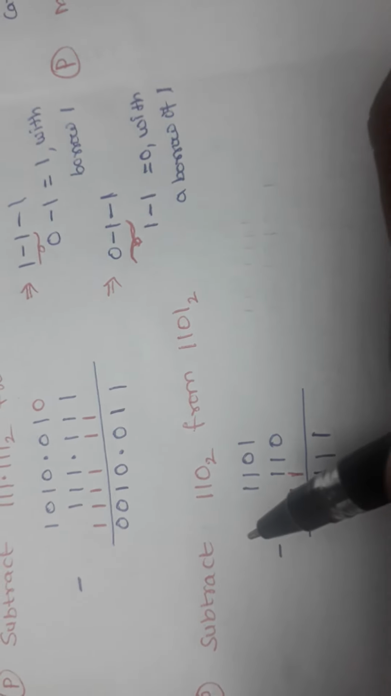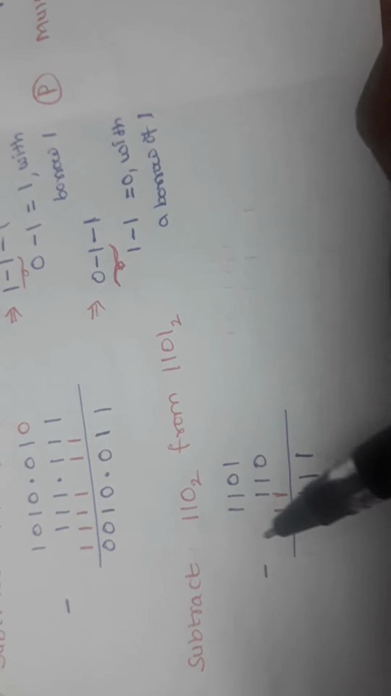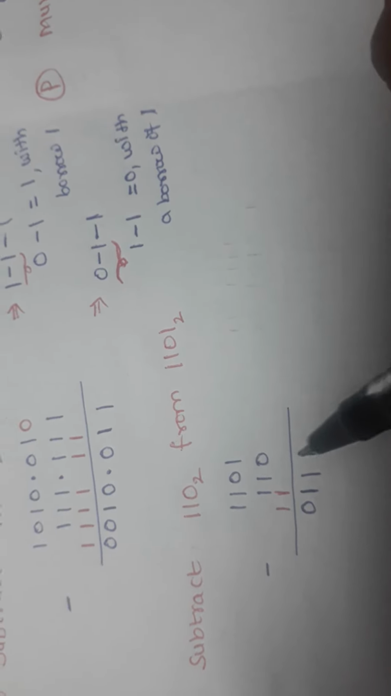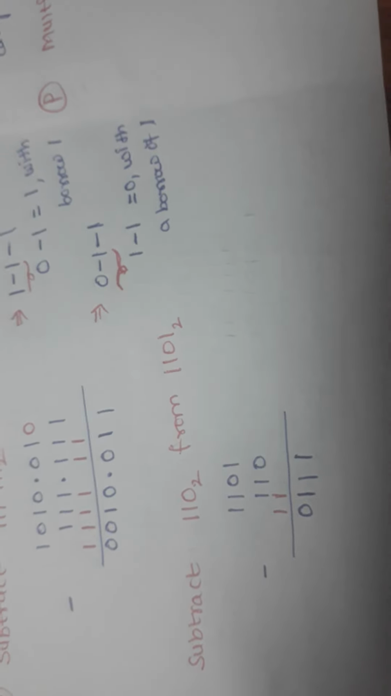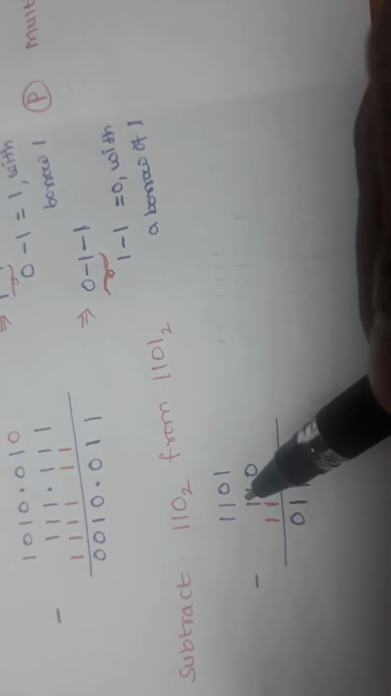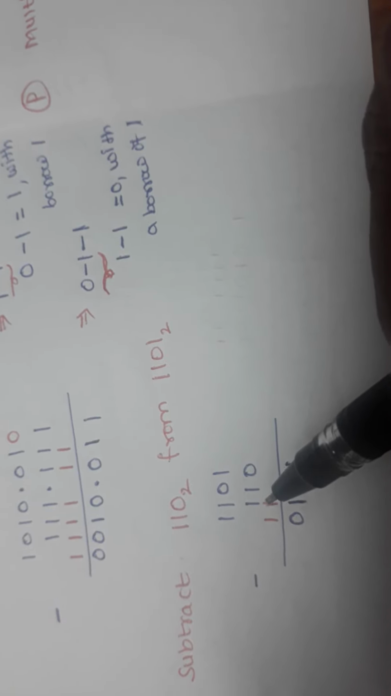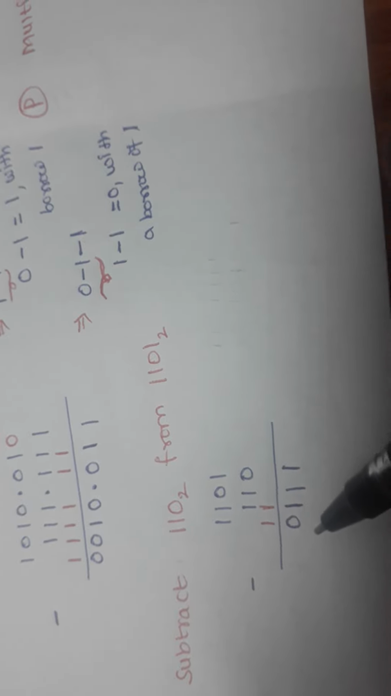Now let us look at one more example: subtract 110 base 2 from 1101, therefore 1101 minus 110. 1 minus 0, difference is 1, then 0 minus 1 not possible, difference 1, borrow 1, 1 minus 1 that is 0, 0 minus 1 once again not possible, therefore difference 1, we have to take a borrow 1, 1 minus 1 is equal to 0. In this manner you have to perform binary subtraction.